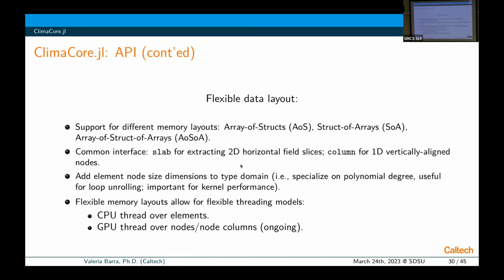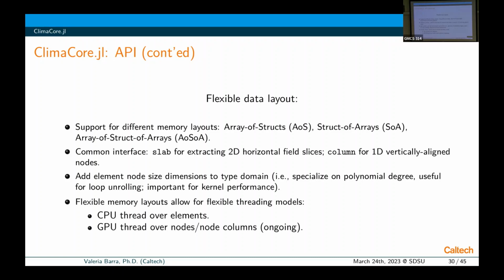So as I mentioned, we support now flexible data layouts. So we support array of structs of arrays and combinations. We have a common interface for 2D data and 1D data. We allow element node size dimensions in the type domain so that we can specialize on polynomial degree. This is very useful for loop unrolling, so for vectorized instructions and also kernel performance.